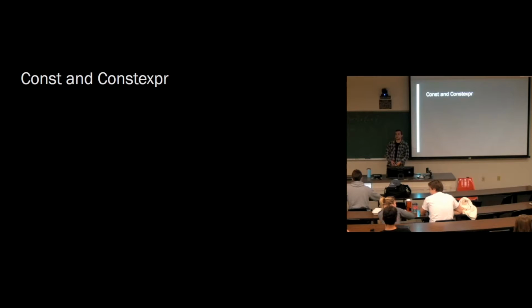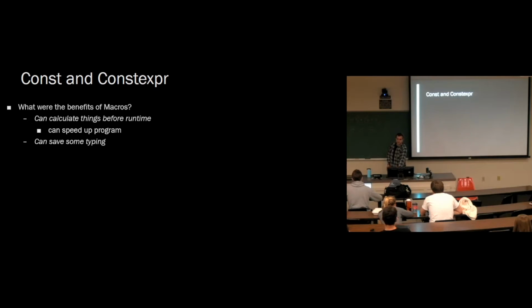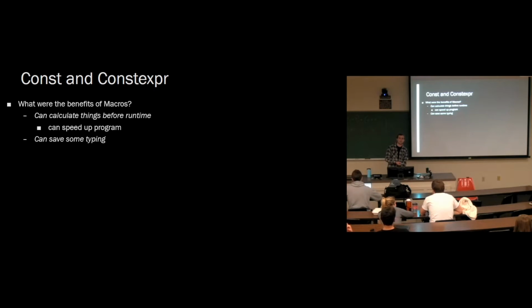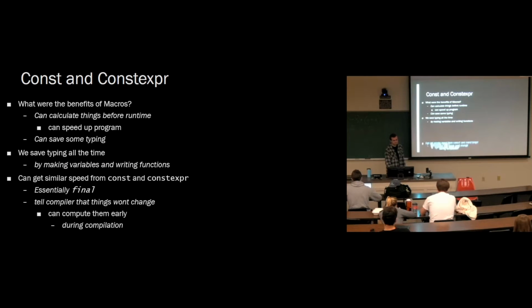So there's this alternative thing. Remember, one of the reasons we wanted to use macros was to get a speed up. We could compute certain things at compile time instead of runtime, and that would maybe save us some time. We can do the same thing with const and constexpr. What these do is, they basically mean final. They mean this thing cannot be changed.